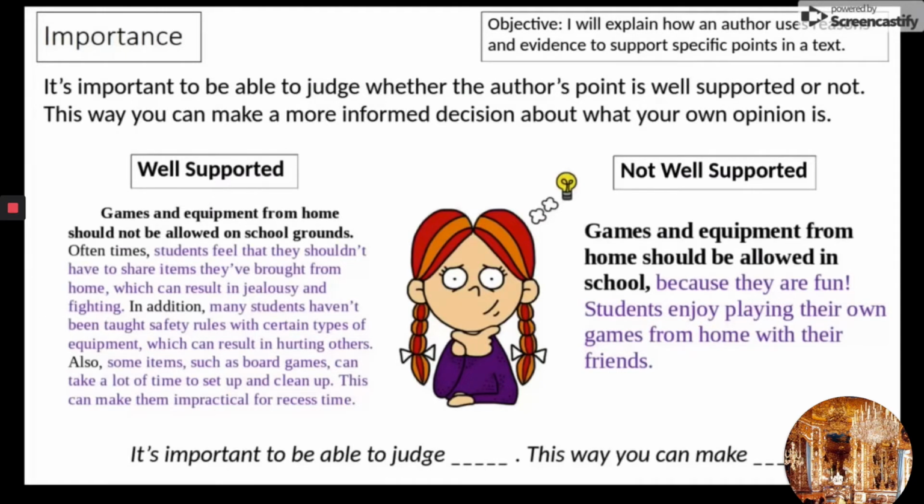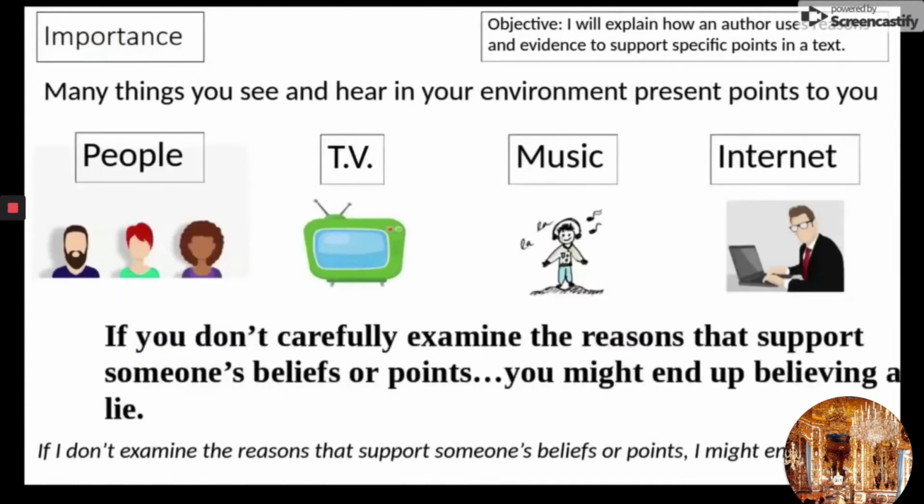So I want you to think about, why is it important to be able to judge whether an author's point of view is supported or not? How does that help you as a reader? Many things you see and hear in your environment present points to you. So people do, your parents do, your teachers do, your friends. You hear on TV. On TV, they're always trying to tell you in commercials why you should buy a certain product. Even in music, there's suggested points, and they want you to agree with whatever they're saying in their lyrics, and as well on the internet.